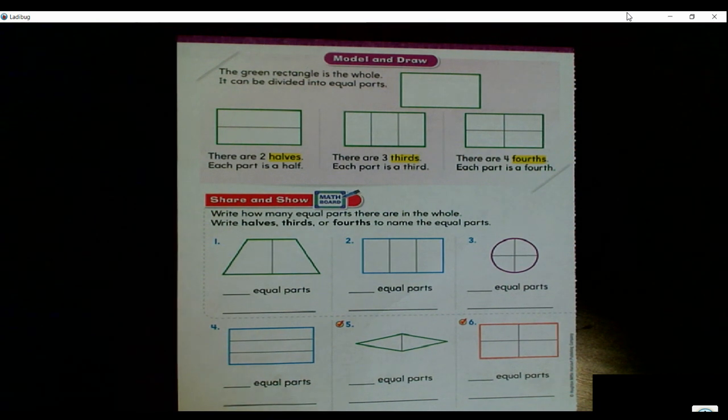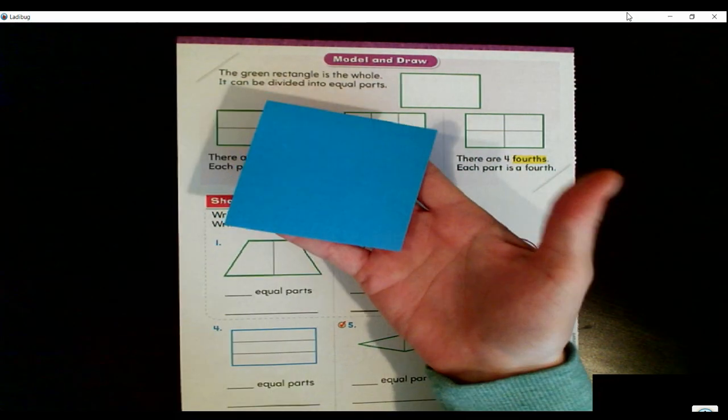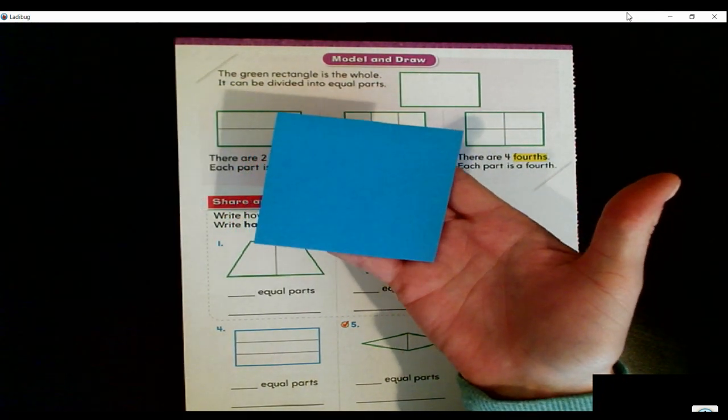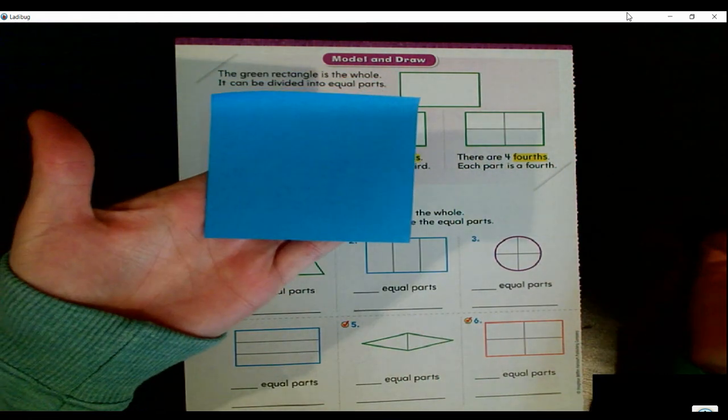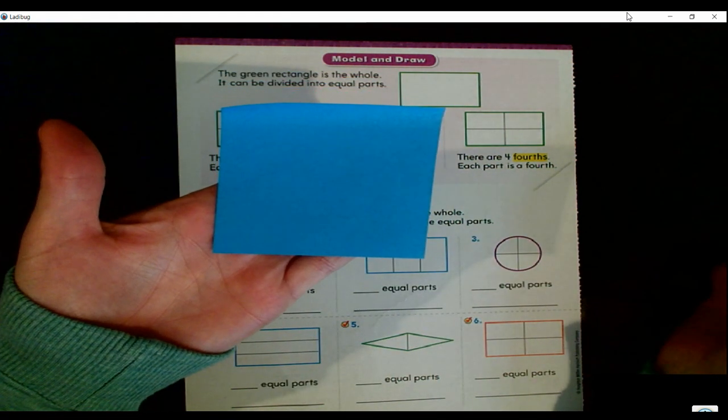Today in math, we're going to understand the difference between halves, thirds, and fourths, as well as a whole piece. So the example I'm going to start off is showing you a Post-it note. Okay, we all know what these look like, right? So if I take one Post-it note, this is a whole Post-it note, okay?